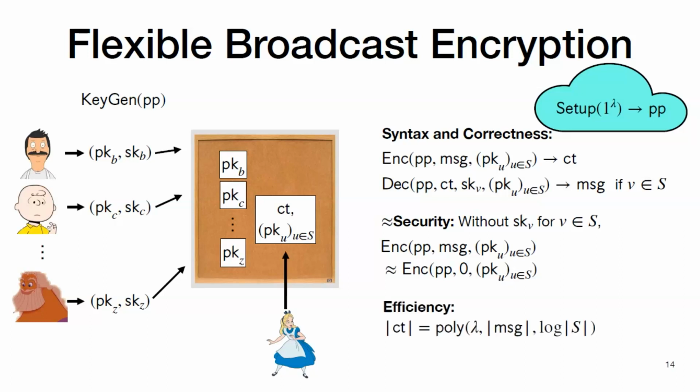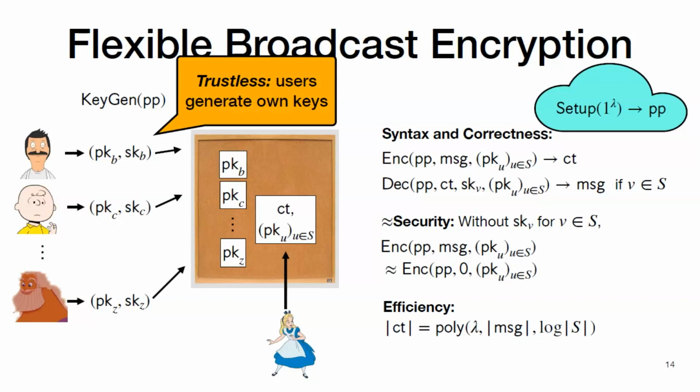And lastly, the efficiency requirement to make this non-trivial is that the size of the ciphertext should depend logarithmically on the size of the set. In other words, the only set information should be this list of public keys, and there should be nothing that depends on the set and the message at the same time, because the size of the ciphertext should depend only on the size of the message, only logarithmically on the size of the set.